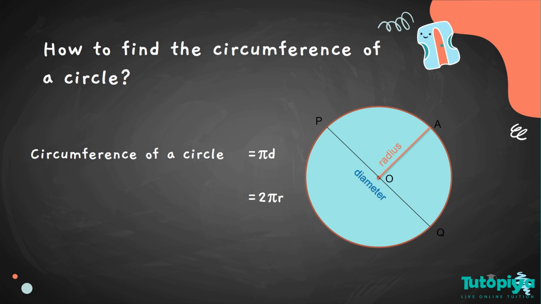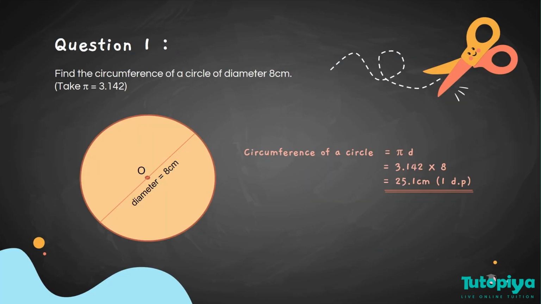If in the question that you get, they have given you the value of the diameter, you can use pi d, or if they have given you the radius, you can use 2 pi r. So now let's go through a question. Let me take you through a question. Let's see how you can find the circumference.